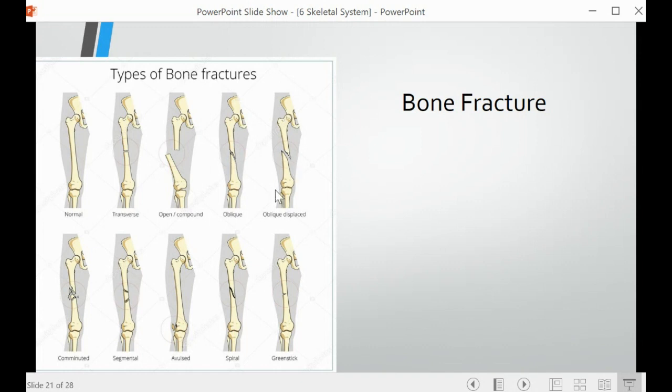Okay, we can also have it displaced. Comminuted is when it gets into little bitty pieces, so like crushed. Segmental is when a segment actually breaks out. Avulsed is when one of the edges of the bone actually breaks off. Spiral is like a twist. And then greenstick means that just a portion is broken, it's not broken all the way through.